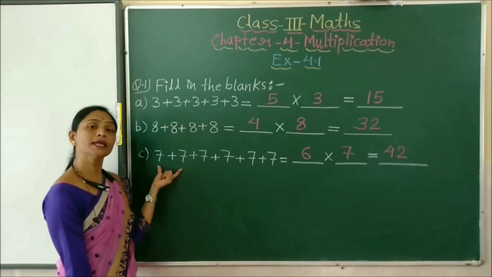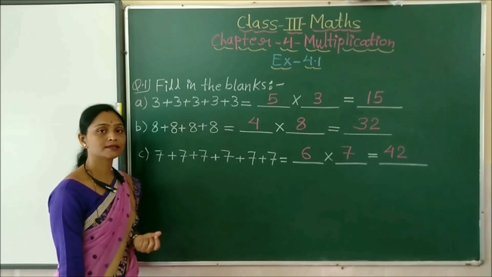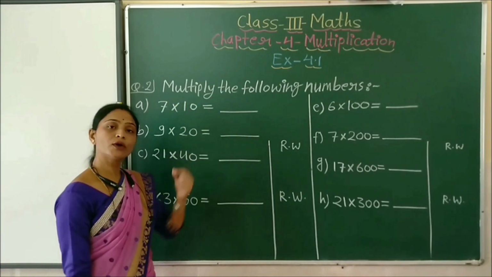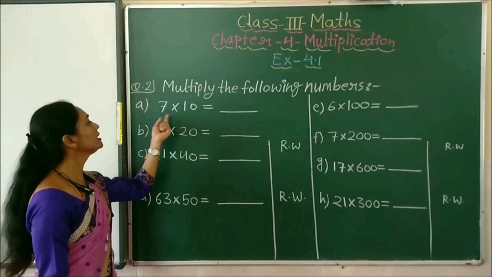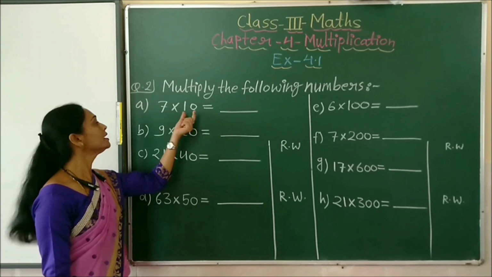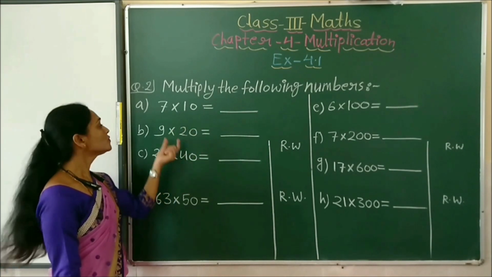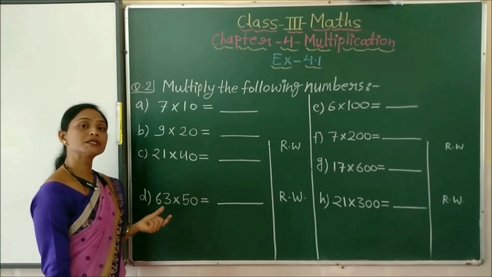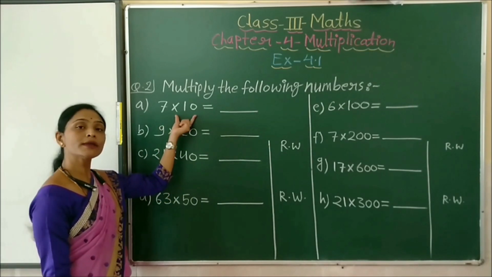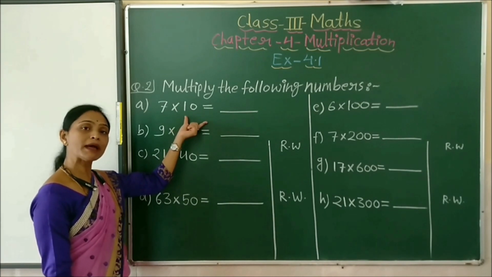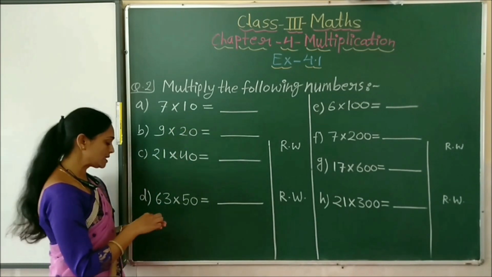Now we will do the second question of this exercise. Now let's start question number 2. Multiply the following numbers. Now see children, here you can notice one thing. Here one number is there which has zeros at the end. So when we have this type of question, without doing long calculation, we may solve these questions by a short method orally. See how to do this?